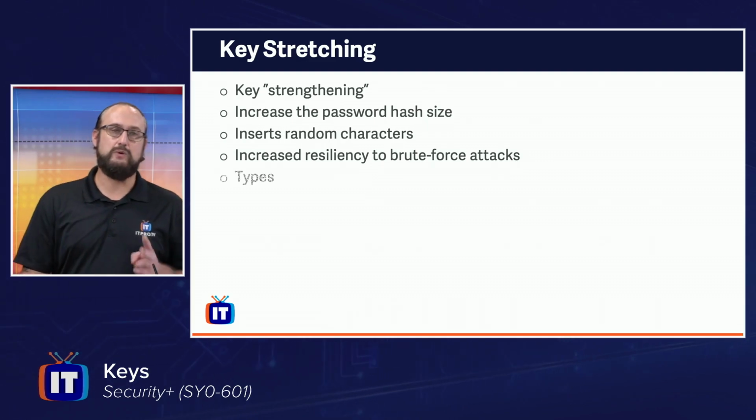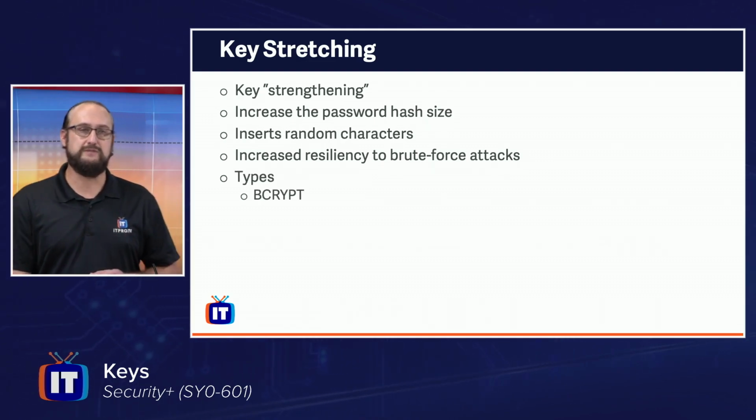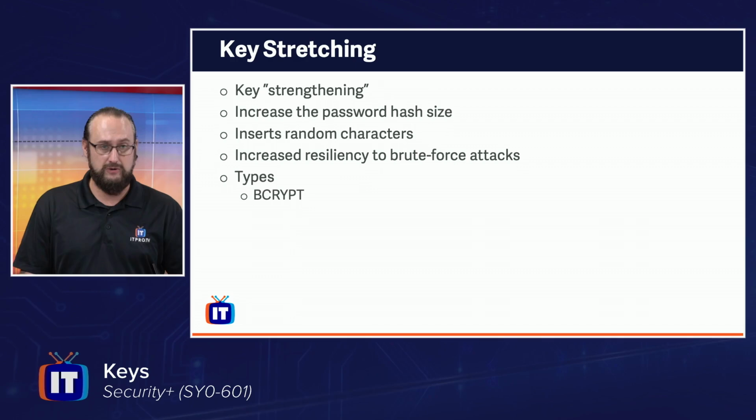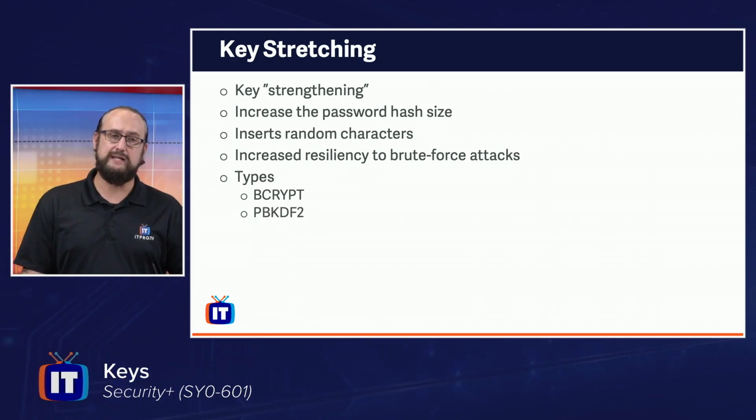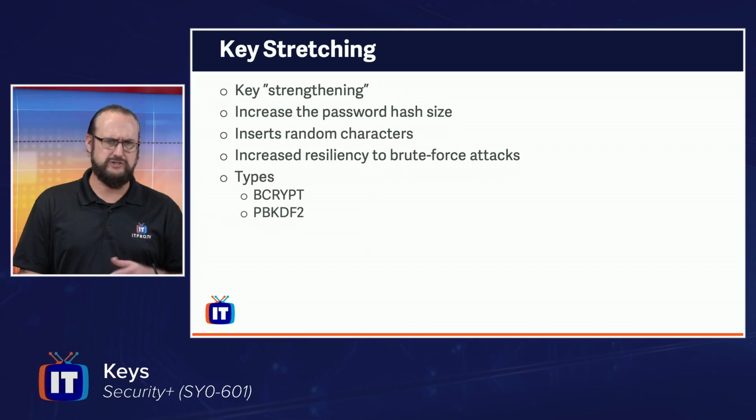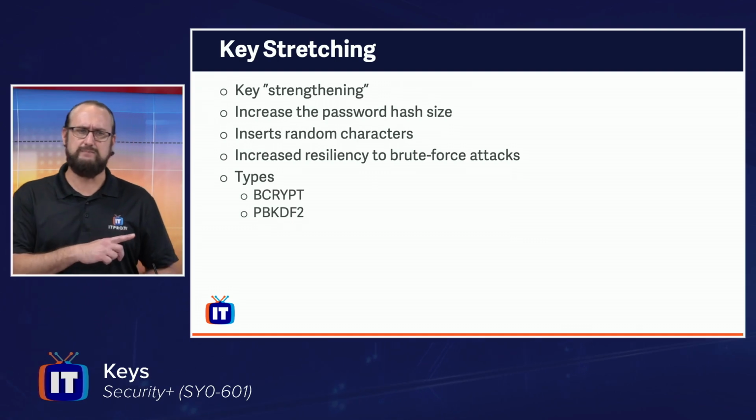There are two types that I want you to be aware of. The first type is bcrypt, and bcrypt operates on the Blowfish cipher. The other one is PBKDF2, which is just Password-Based Key Derivation Function 2. There's a version 1 and a version 2. I'm not sure if they're going to ask you that much in depth, but definitely be aware of this one.